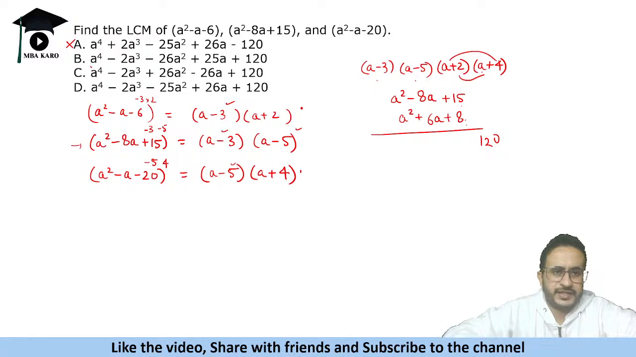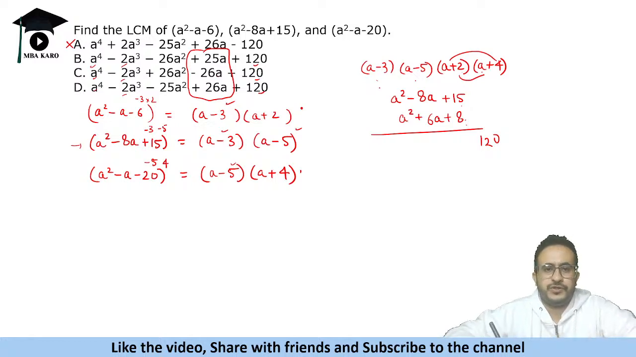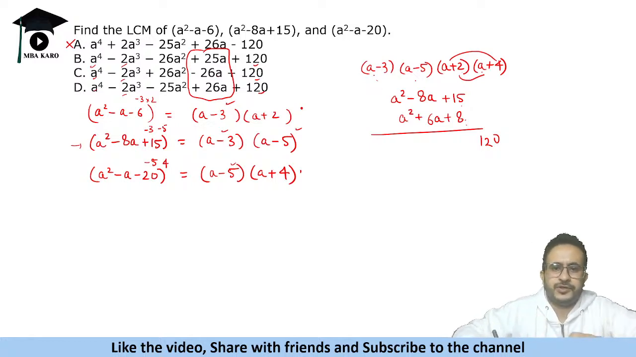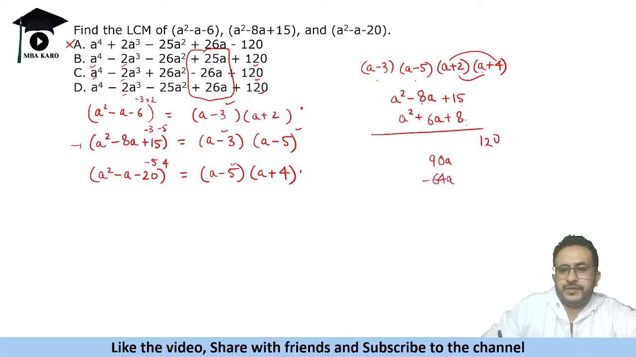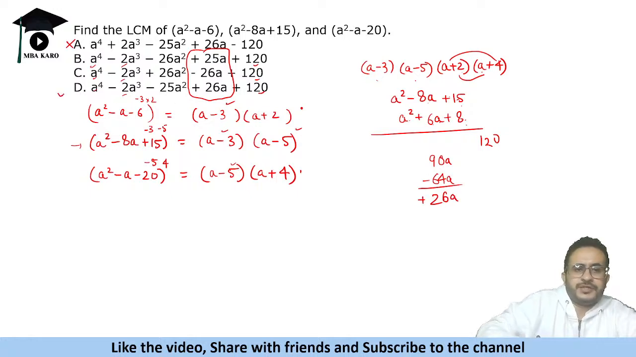See, if you notice, a raised to the power 4 is common in all. This is also common in all. This is also common. This part is different in all. So instead of finding the complete term, let us just focus on the a part. If you multiply 6a by 15, you get 90a. And when you multiply 8 by minus 8, that is minus 64a. A का कोई और term नहीं बनेगा, because if you multiply it will become a square and a cube. So we will get 26a. So plus 26a, that is option D.